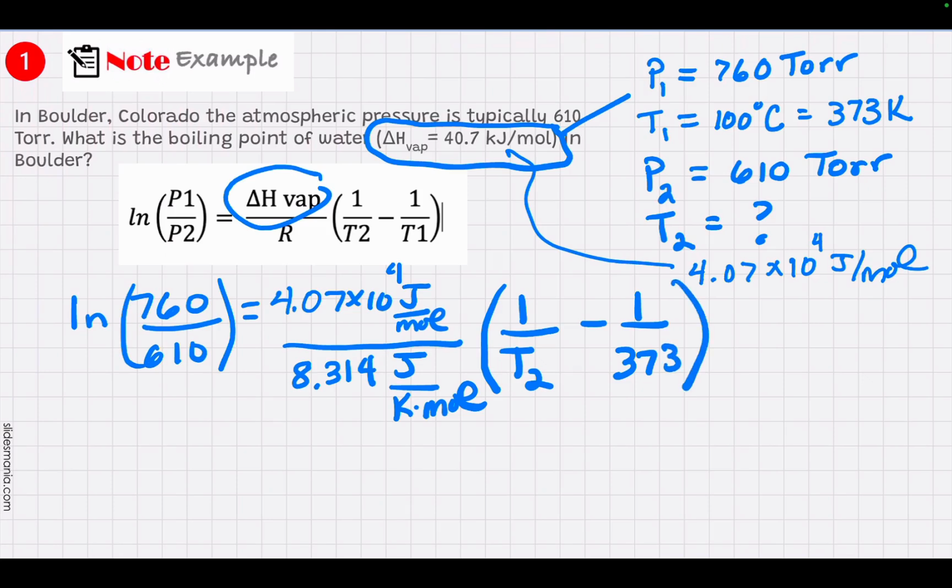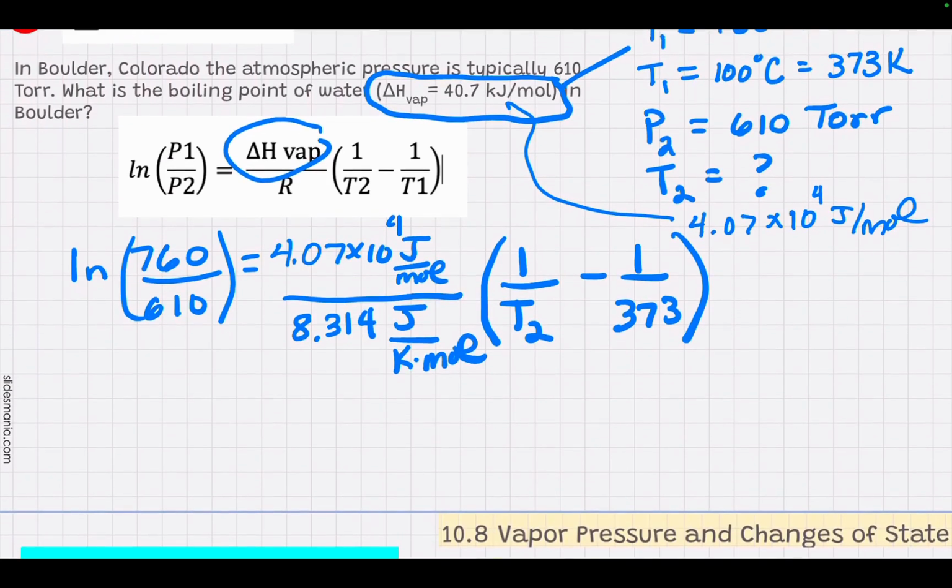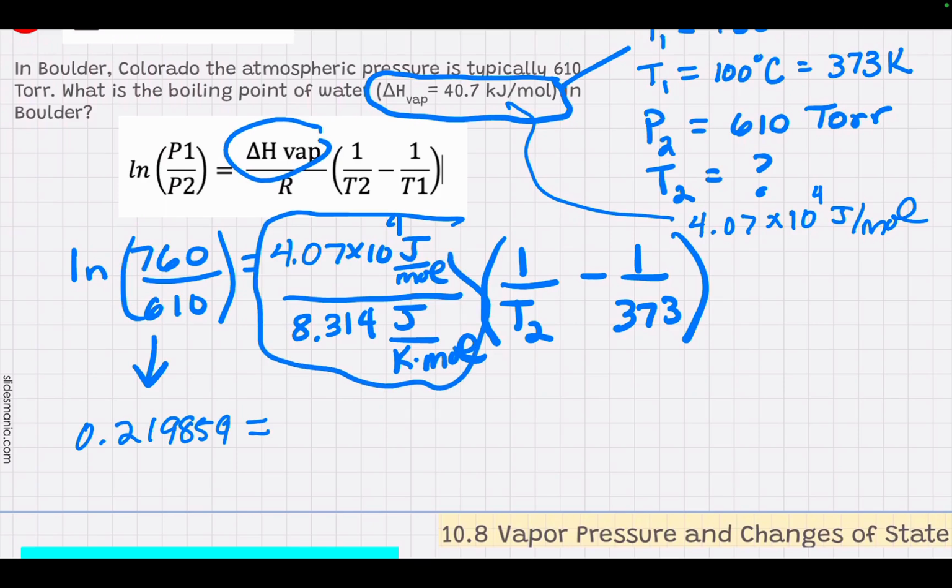So when I do the math here, I'll just show you my work. You can go directly to the answer if you want. The natural log of 760 divided by 610 is 0.2198. This value here is 4,895. And I'm going to multiply by that 1 over T2 minus 1 over 373. So let me just add a page so I have more room.